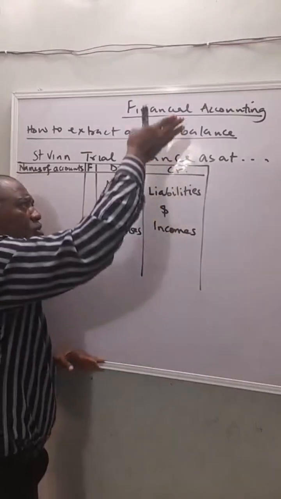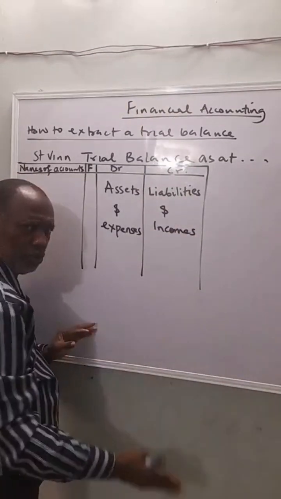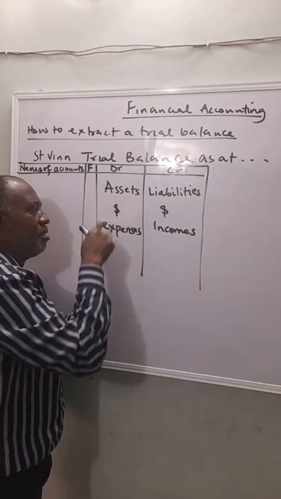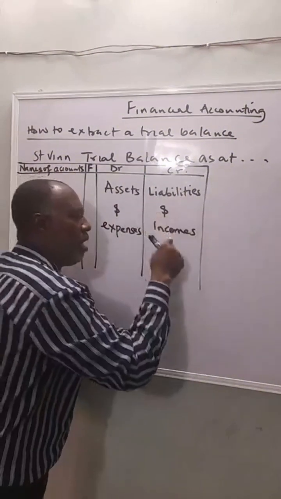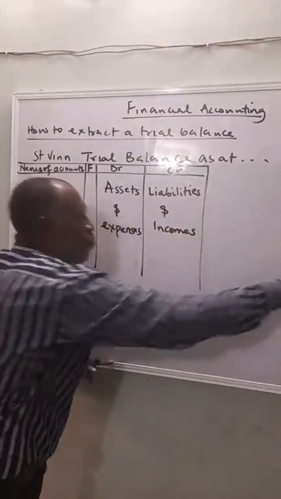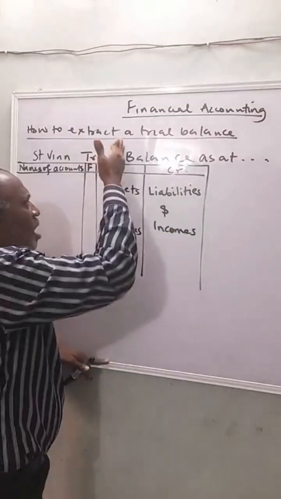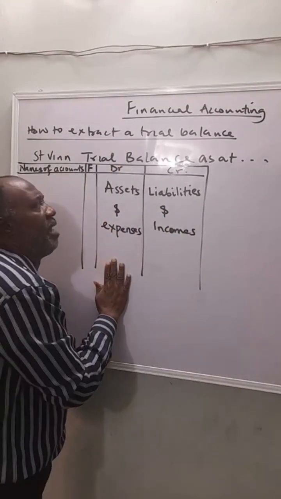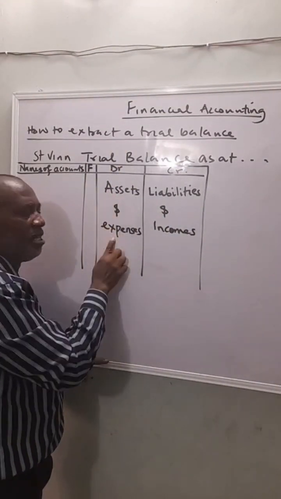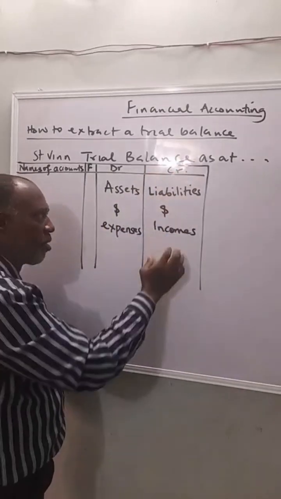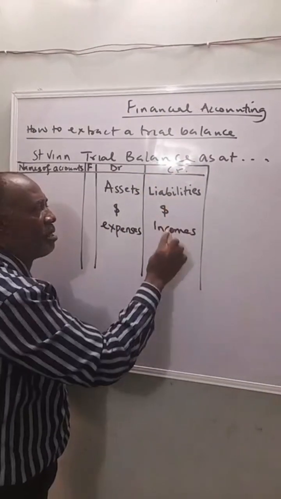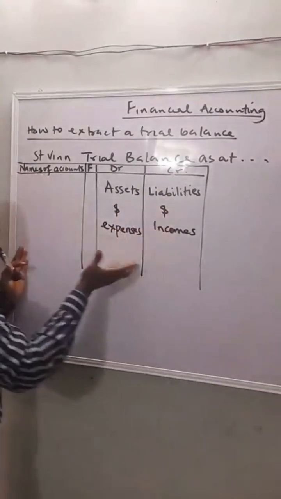When they give you a question, they will give you a list of transactions made up of assets, expenses, liabilities, and income. You are to choose from this list of transactions and fill them in on the debit side if they are assets and expenses. Fill them on the credit side if they are liabilities and what? Income. But there are exceptions to all this.